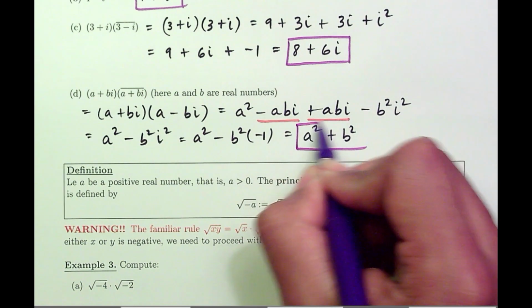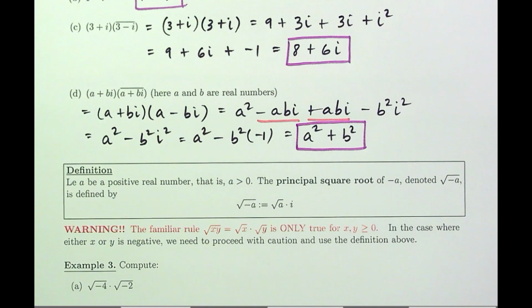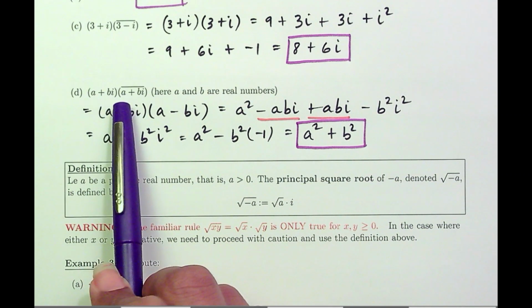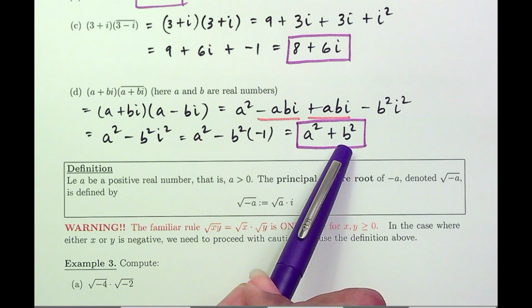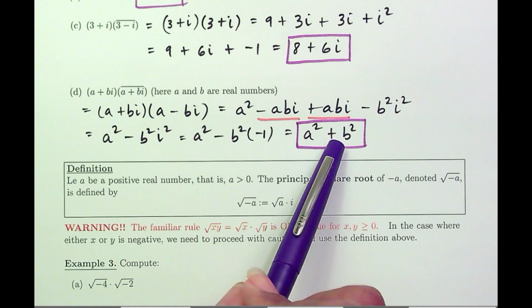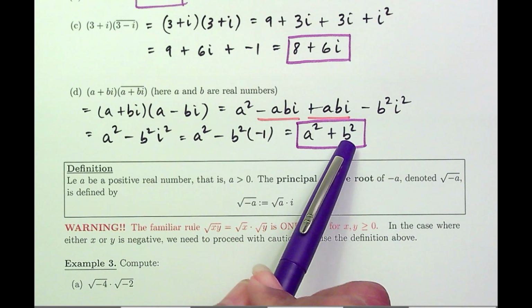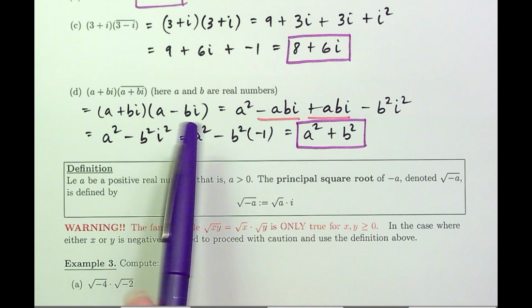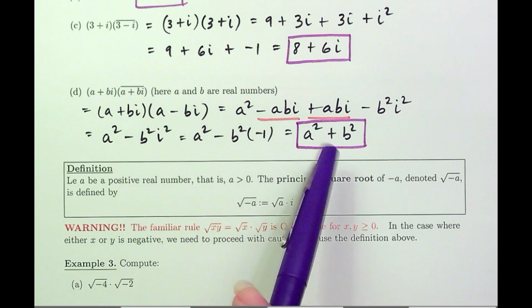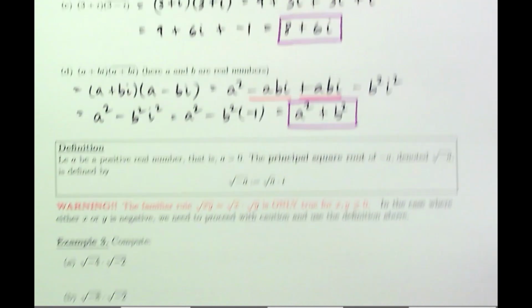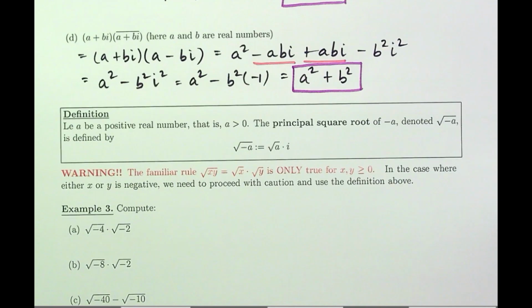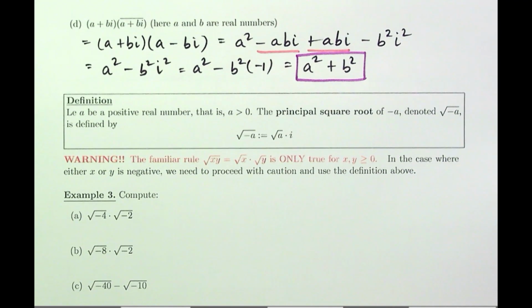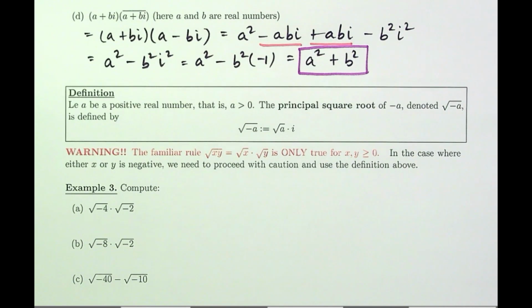And note that there's no i in the final answer for that, and that happens all the time. Whenever you take a complex number and multiply by its conjugate, you're going to get the real part squared plus the imaginary part squared, no i, just a squared plus b squared. And that formula is useful enough that you should consider memorizing it. Okay, we're going to be using it more in a minute, but it is very useful.